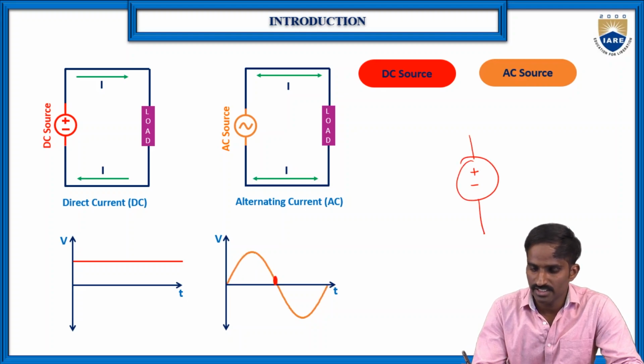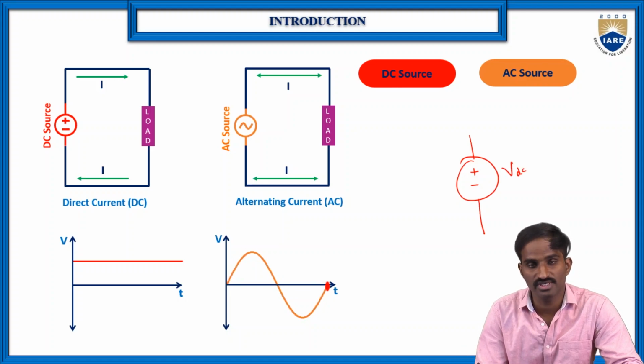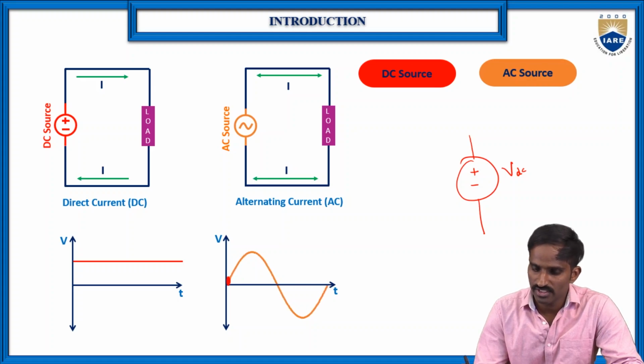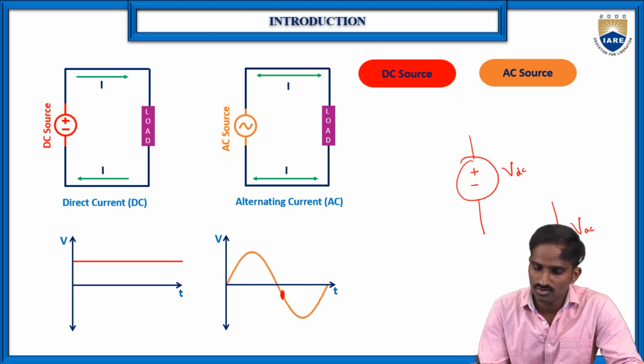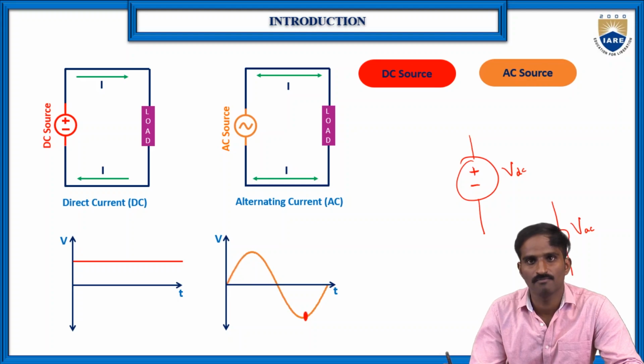This is the DC voltage, VDC, let us consider. So the DC voltage source. And when coming to the AC voltage source, which is represented like this, this is, let us consider VAC, the AC voltage source. And why is the DC voltage source represented with this plus and minus, and why is the AC voltage source represented with this symbol?